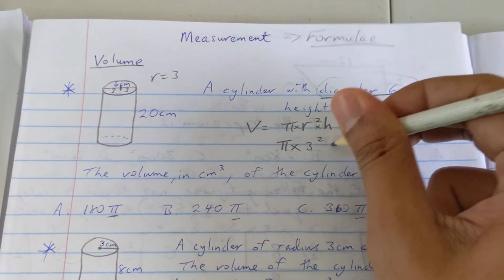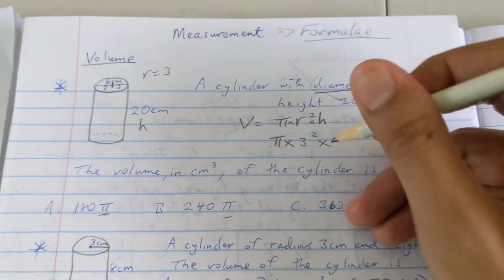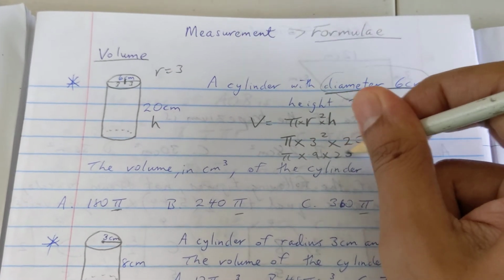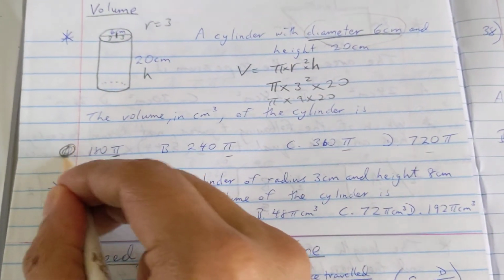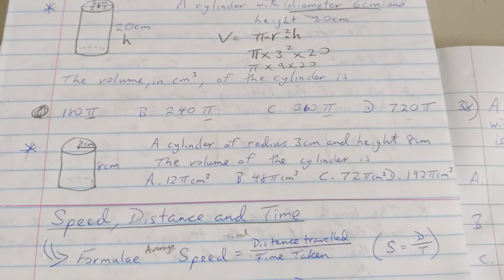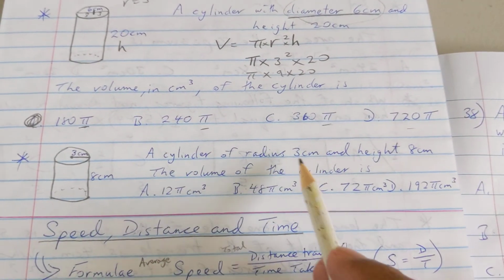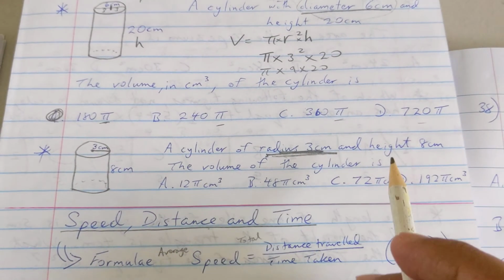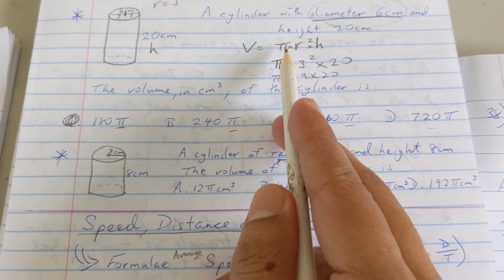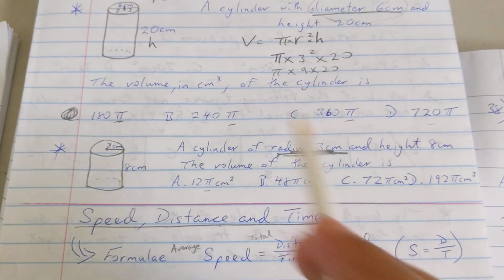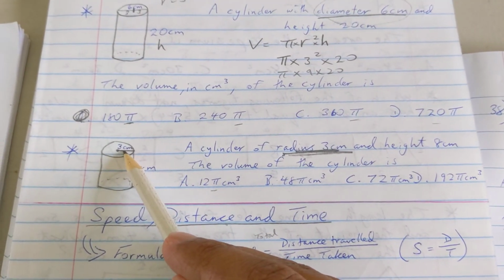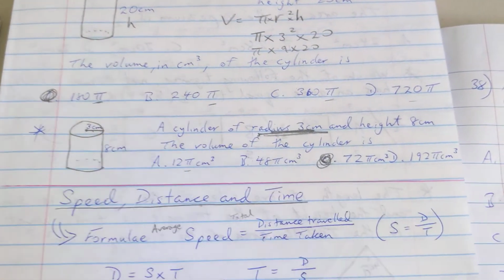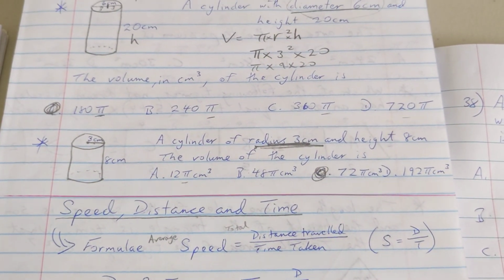So the radius is 3 squared, and the height is 20. So this is going to be pi, 3 squared is 9, times 20. 9 times 20 is 180 pi. And same idea for this next one. A cylinder of radius 3 centimeters. They give me the radius this time, and height 8 centimeters. The volume, again, I would use the same formula. You realize pi is still in each of the answers. It'll be pi r squared h, r squared will be 3 times 3 is 9, times 8 is 72 pi cubic centimeters.